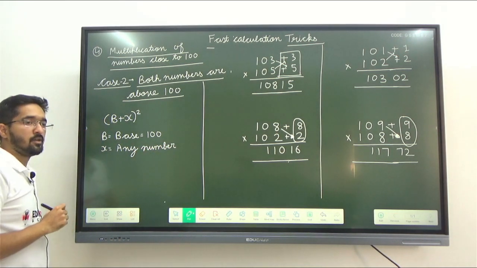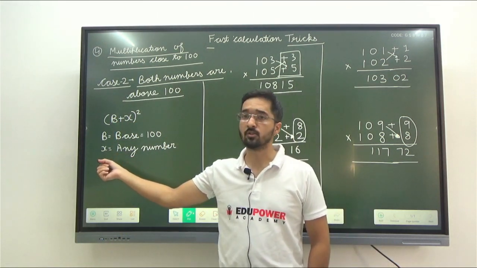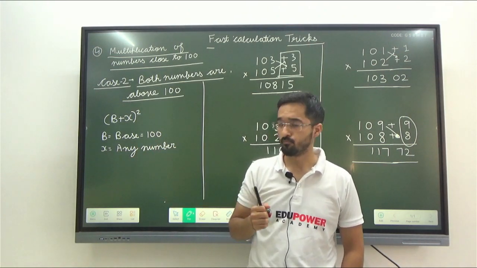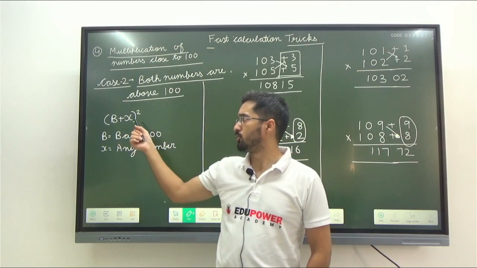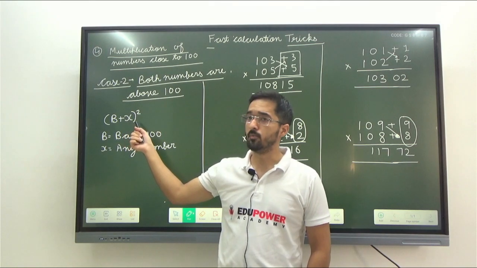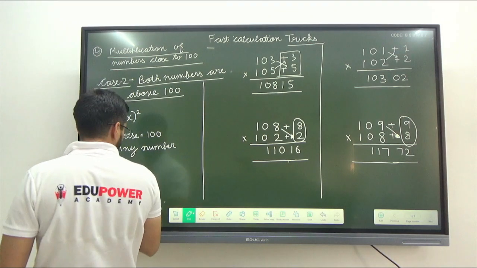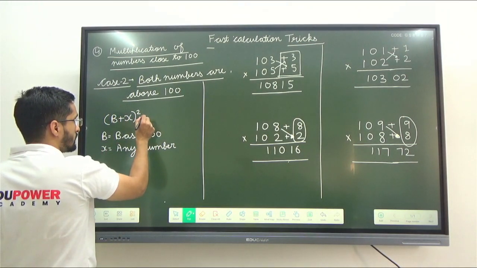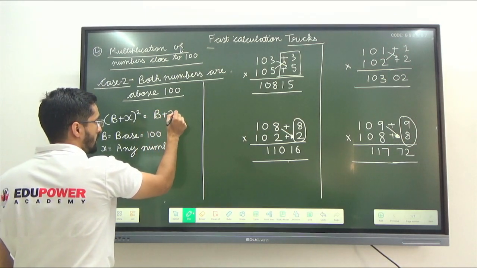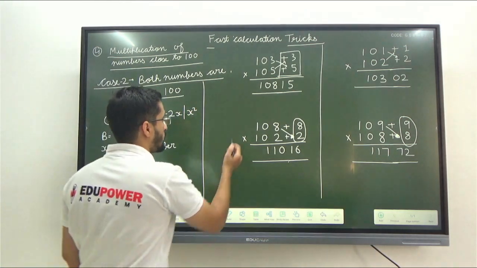So suppose you have to find the square of 103, then what will be your x? Your x will be nothing but 3. You have to find the square of 102, your x will be 2. You have to find the square of 104, your x will be 4, right. Now for (b plus x) square, you do not have to find it the long way, you can directly write it as (b plus 2x) slash x square. Okay. Now I am going to tell how to use it.